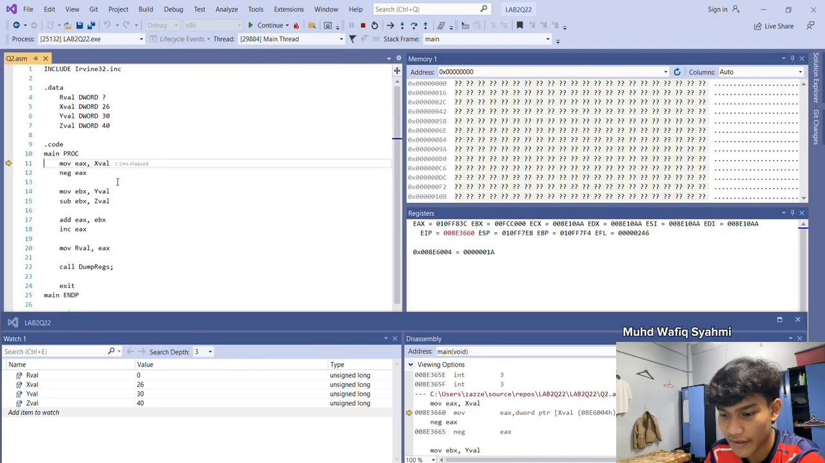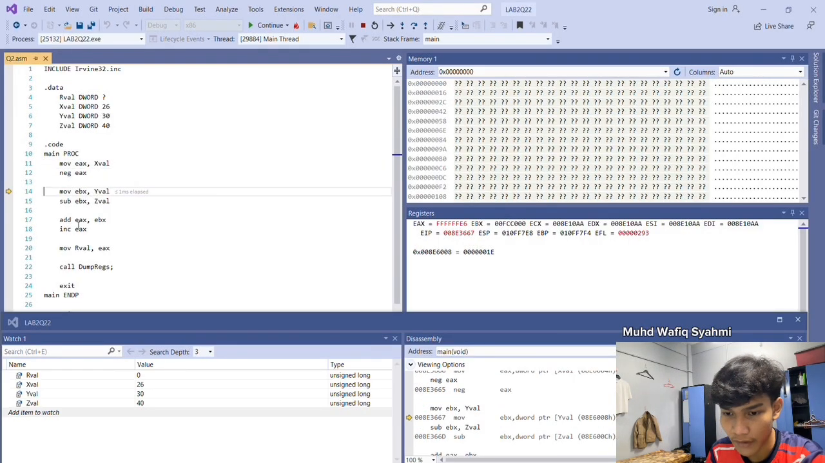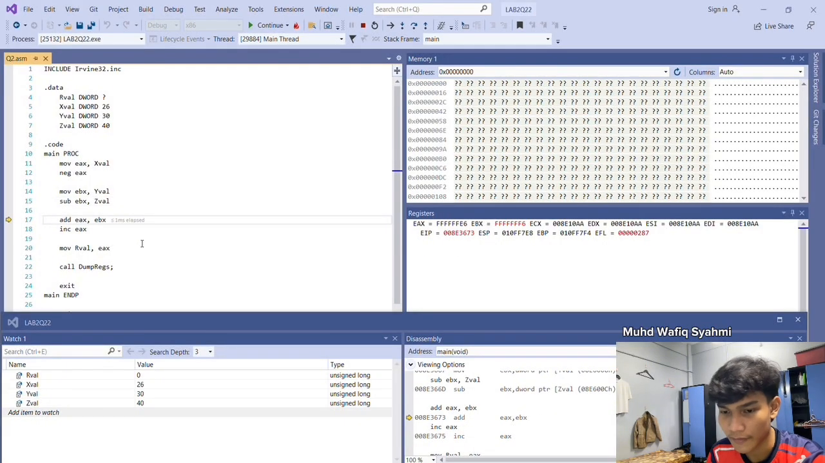So the value 26 is moved to the EAX register, then the NEG instruction changes the sign of the value. So EAX equals negative 26. Then we go to the next, Y val and Z val. Mov EBX, Y val and sub EBX, Z val. This shows the calculation: EBX equals Y val minus Z val, so 30 minus 40 equals negative 10. So EBX equals negative 10.